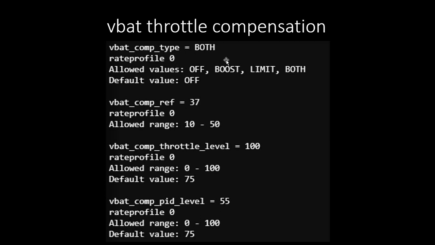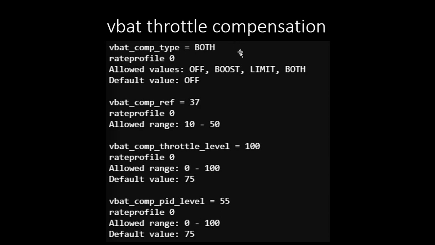However, with this code, it allows your throttle to be boosted, limited, or have both happen to it based on your battery voltage. So essentially you have your vbat comp, the comp short for compensation, your vbat compensation reference, and that 3.7 means that it's 3.7 volts.